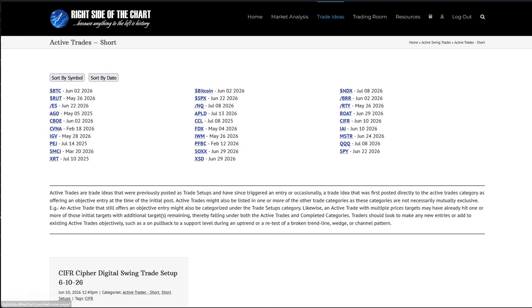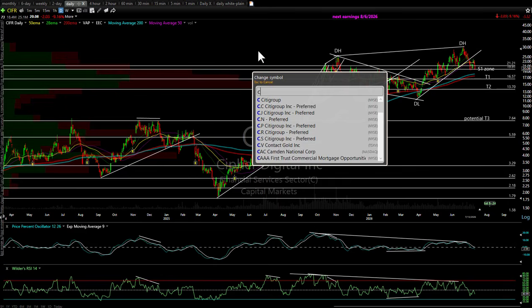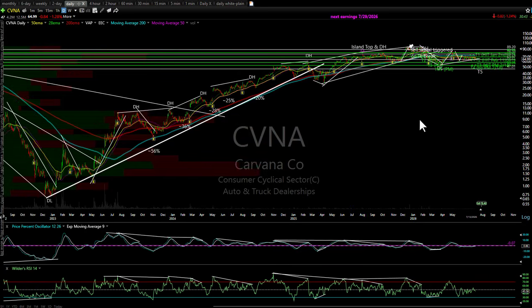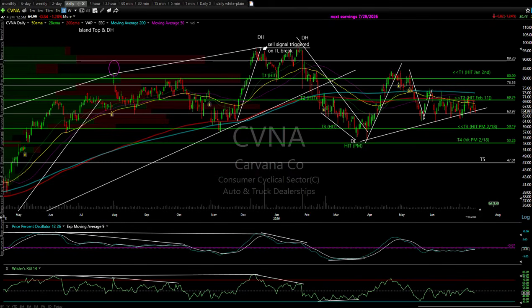CVNA, Carvana. Carvana has been on an active trade for what seems like forever. We've also traded this one in the past quite a bit. Let me zoom in here. Sell signal triggered on trendline break right here. That was our sell signal right there. We quickly hit my first price target. We went back, kicked back, a lot like the stock market, which hasn't done it yet, or at least not the Qs, not even SPY.